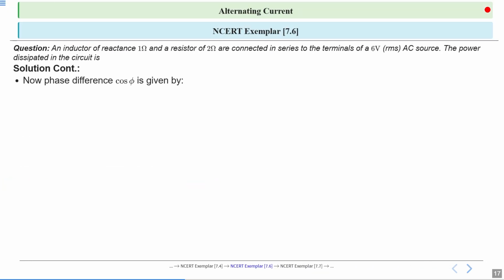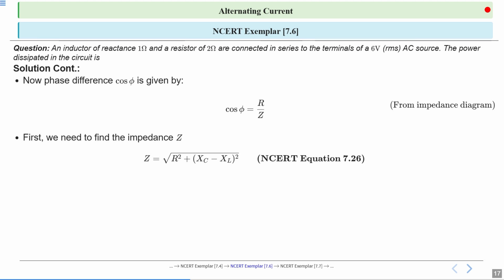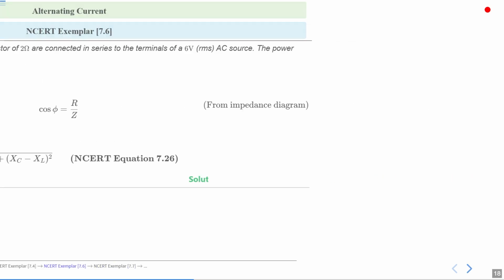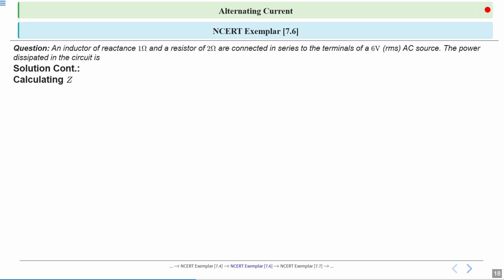So now phase difference cos phi is given by cos phi equal to R upon Z from the impedance diagram. This is the important relation of power factor with resistance and impedance. So first we need to find the impedance Z. Z is equal to root R square plus XC minus XL square according to NCERT equation 7.26. XC here is 0 because capacitor is not there. So the expression will reduce to root R square plus XL square, because XC is equal to 0.